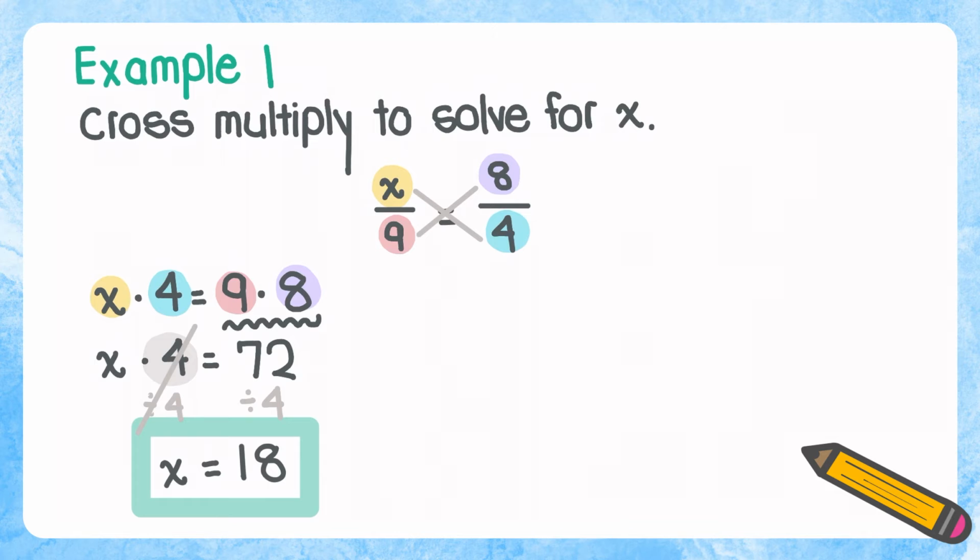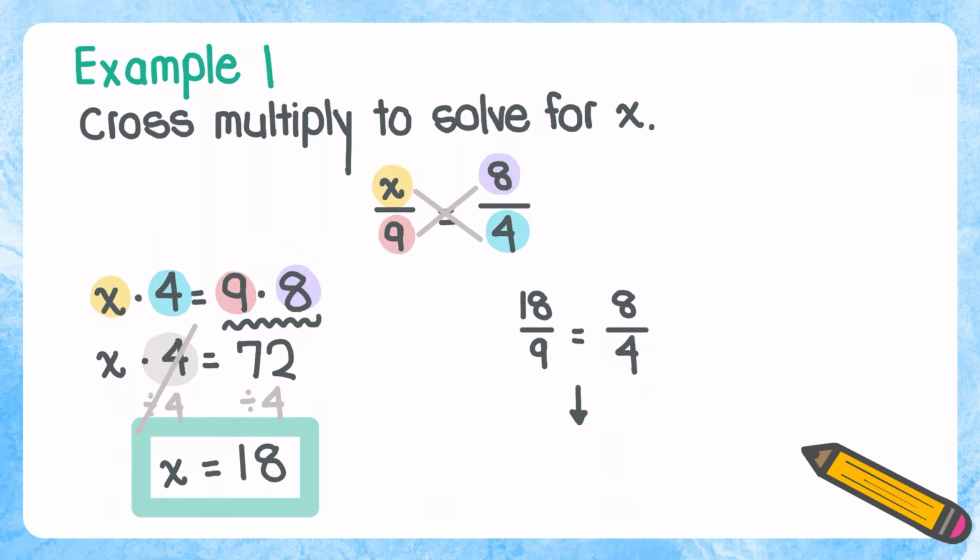But how can we check our work? Let's write out the original equation that we started with. So we started off with x over 9 equals 8 over 4. But we can replace x with 18 because x equals 18. Now let's simplify both sides.